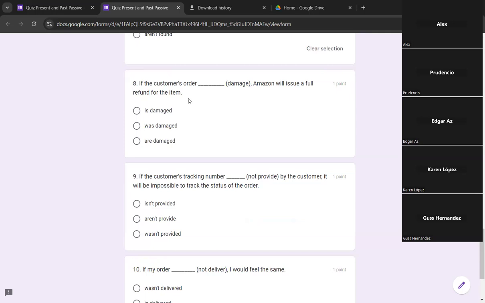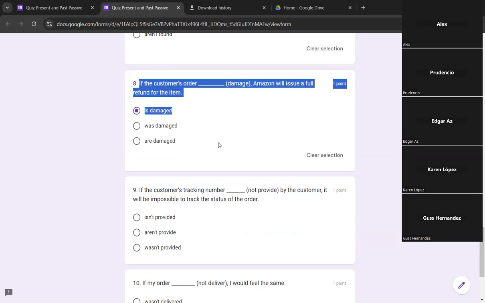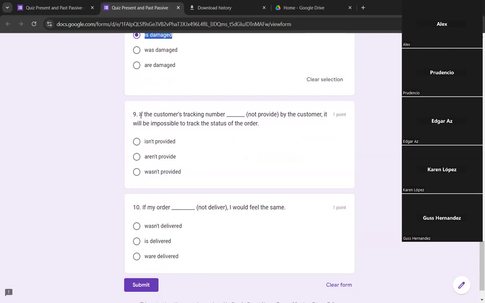Number 8. If the customer's order damage, Amazon will issue a full refund for the item. Let's see. Is it damaged? Is damaged. Very good, because this is a general truth, right? Like maybe you're reading a policy of the company. So policies are in the present tense because they're general truths.